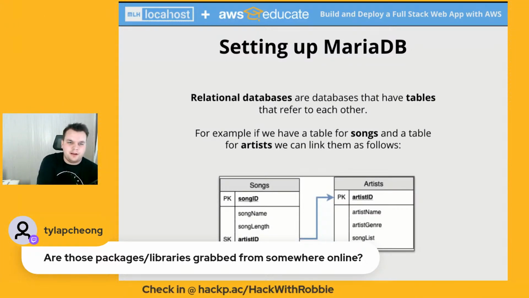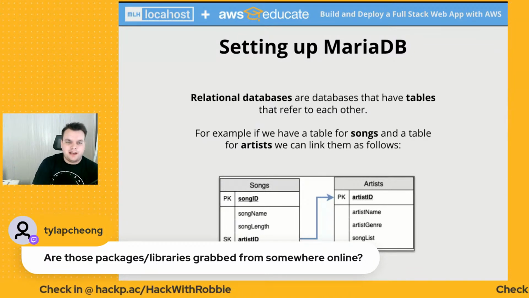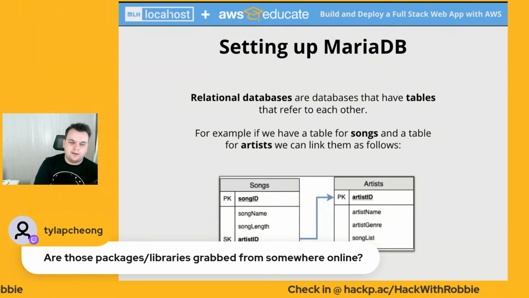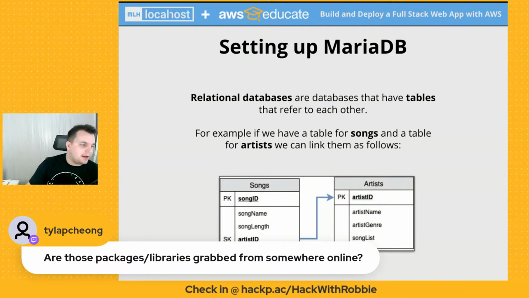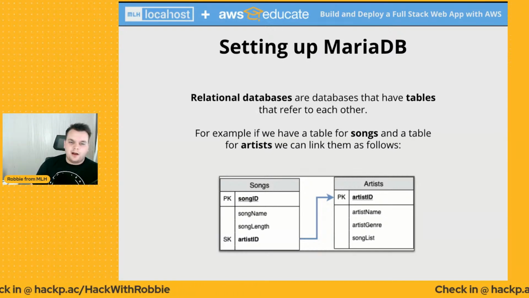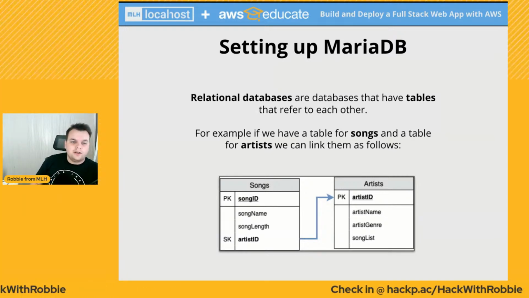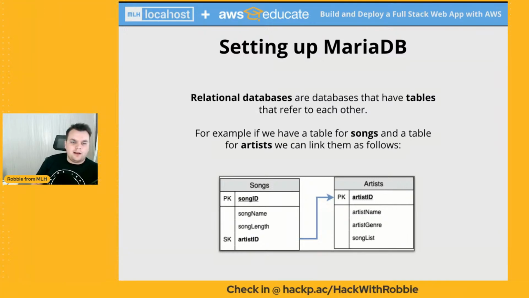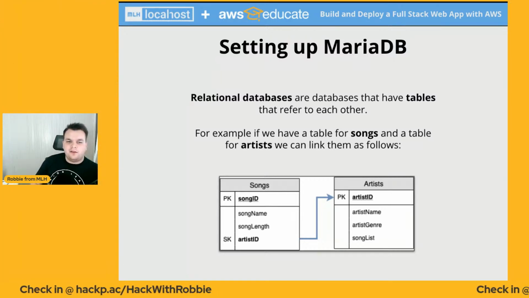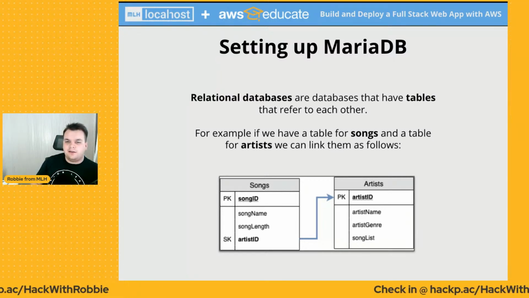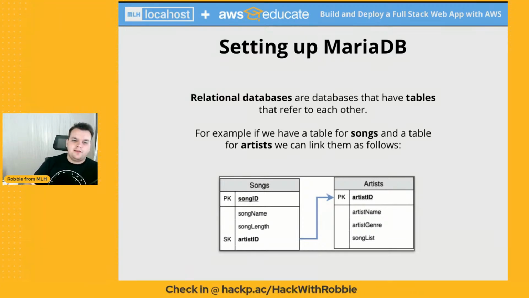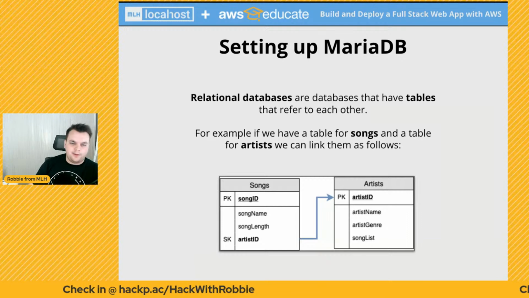So we're going to set up MariaDB with a relational database. And relational databases are databases that have tables that refer to each other. So in this diagram, which I am definitely screen sharing, you will see we've got some songs and some artists, so that would be two different tables, a song table and an artist table. And then one of the columns in songs is an artist ID. So that will actually reference the ID of someone in the artists table. So that is the relationship. It's a relational database because these tables refer to each other.